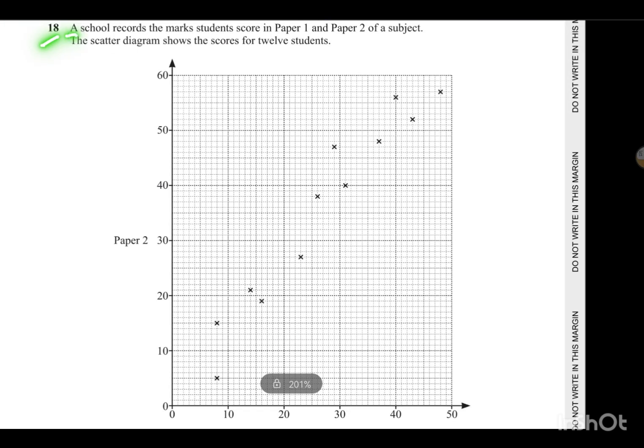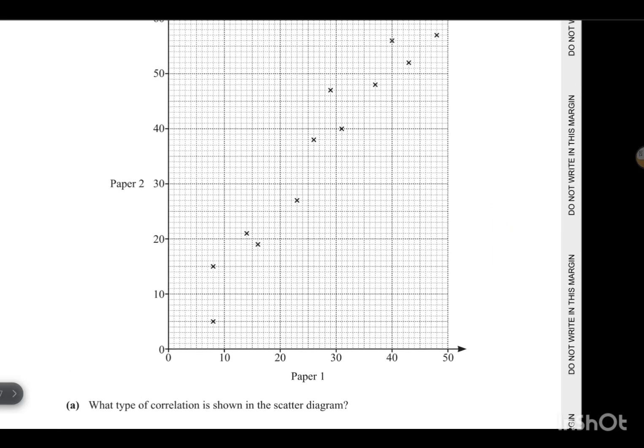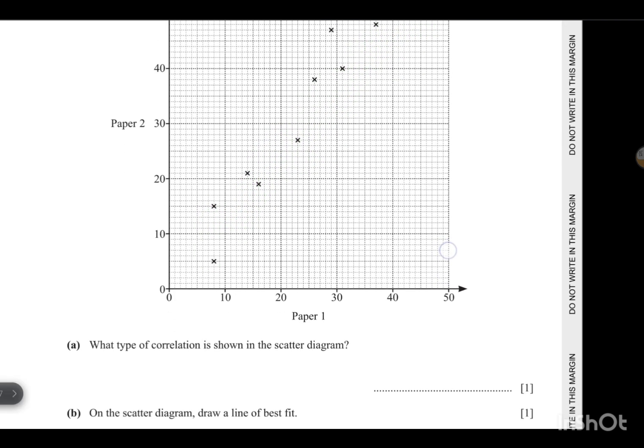Question 18. A school records the marks students score in paper 1 and paper 2 of a subject. The scatter diagram shows the scores for 12 students. So these are the scores which are marked on the scatter diagram like this. Question A is, what type of correlation is shown on the scatter diagram? When the dots are going from left to right in this way, that is always a positive correlation. So write down positive for this.